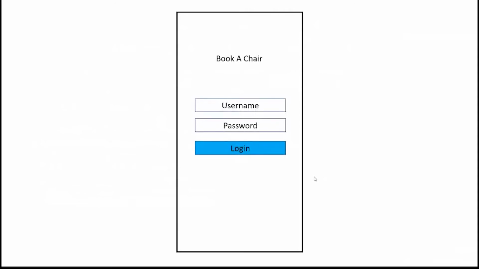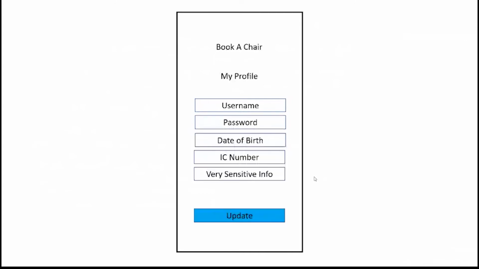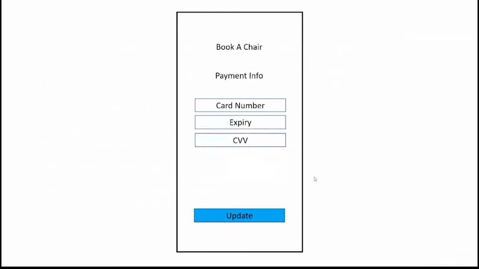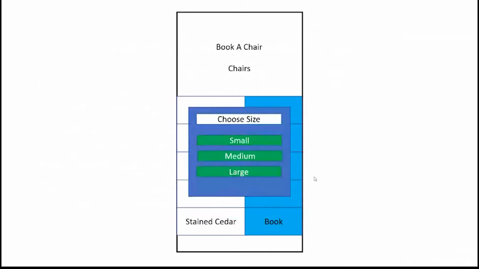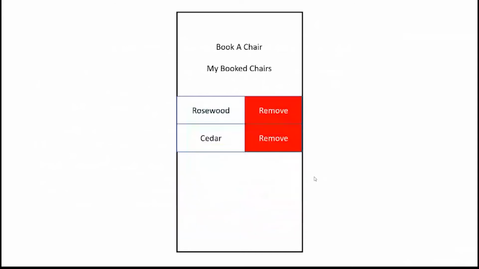Since I couldn't make the UI, I just created a mock-up of the UIs, just for you guys to imagine how it looks like. So yeah, login will look like this, and then the profile will look like this, and then booking chair. The payment info, you can see card numbers, expiry, CVV, and then this is how it looks like for the list of chairs, and then you can choose the size, and then this is your list of booked chairs.